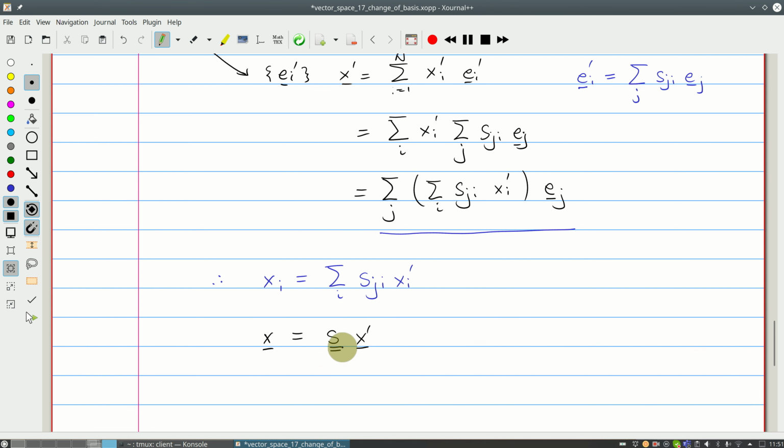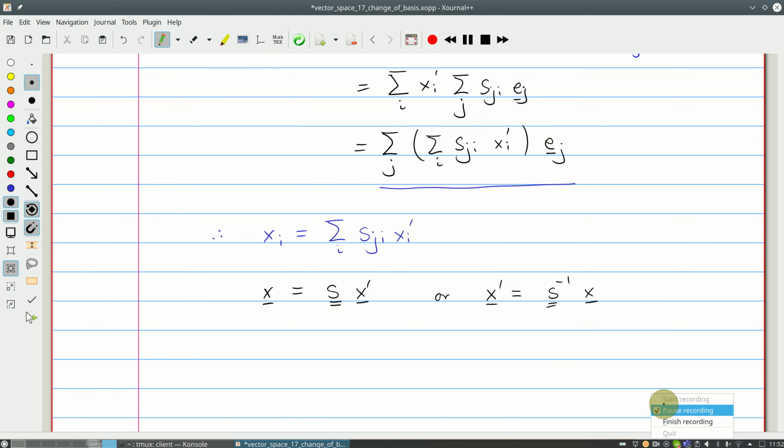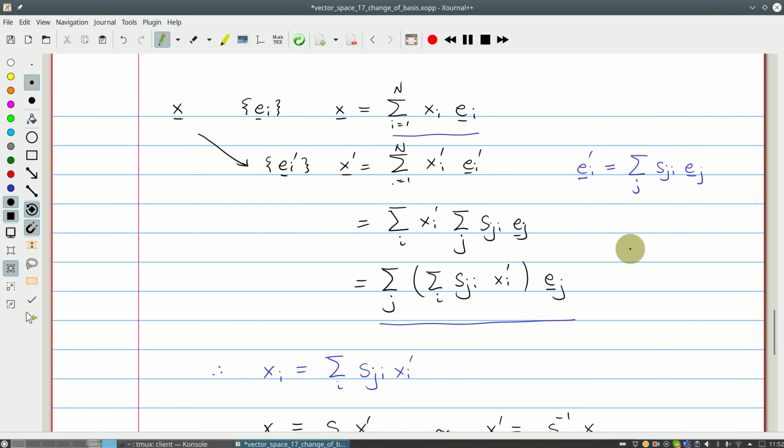And since S inverse exists, we also have the reverse. X prime is equal to... all right. Okay, I just realized I'm being a little sloppy here. If you go back to this part of the proof, I wrote the vector x in terms of the e_i basis. That's correct. And then I said in the e prime basis you will have x prime is equal to this. Now I shouldn't have done that.